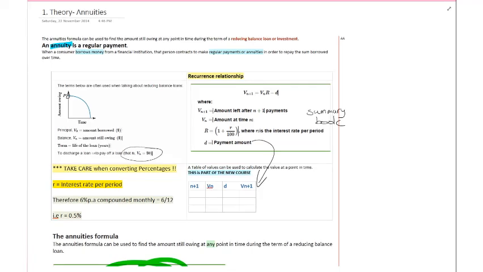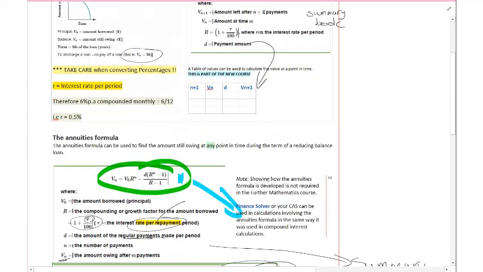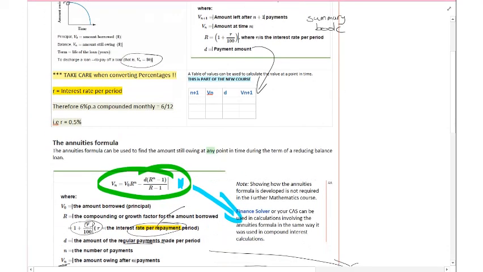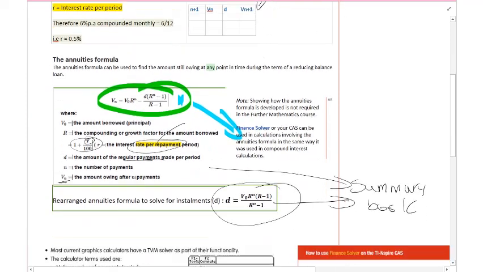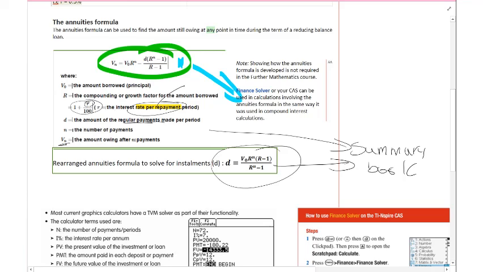Okay, so this is just a reminder. This is what we went through last lesson. We talked about what an annuity was, referenced the recurrence relation, which we're going to go through in a moment in terms of a worked example. The annuities formula, again, we're going to go through as an example. What the terms mean down the side here, and if you need to have an installment, you can calculate that.